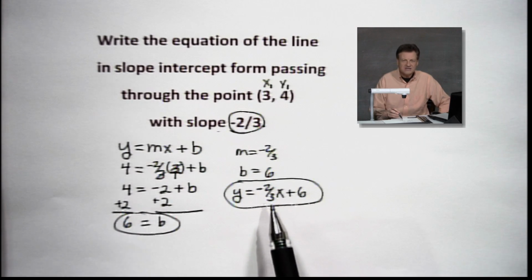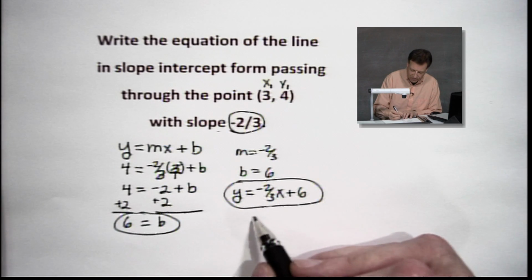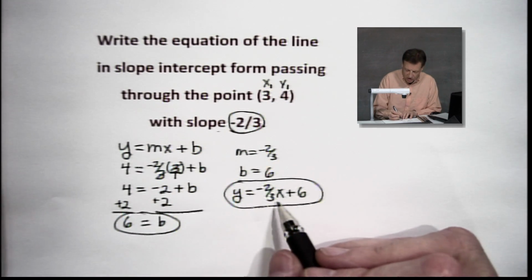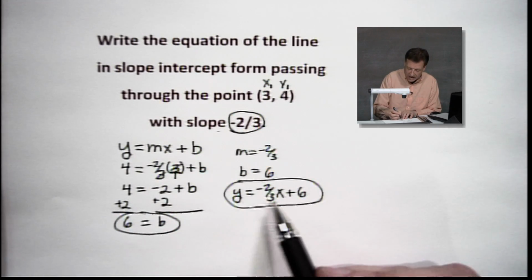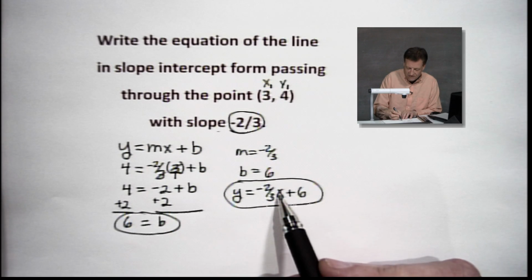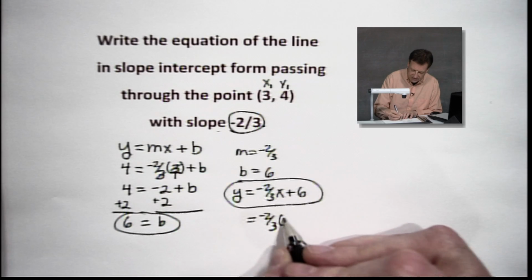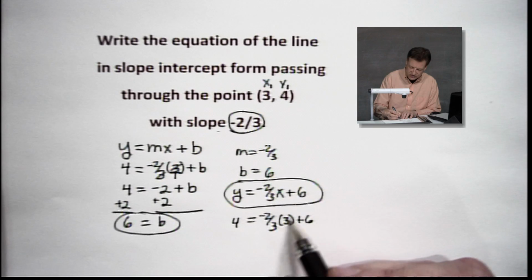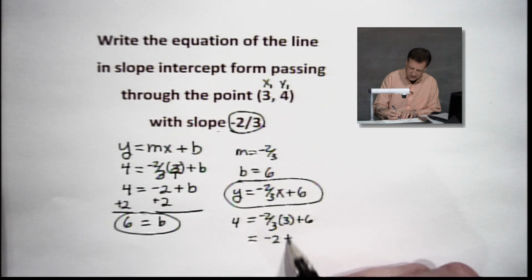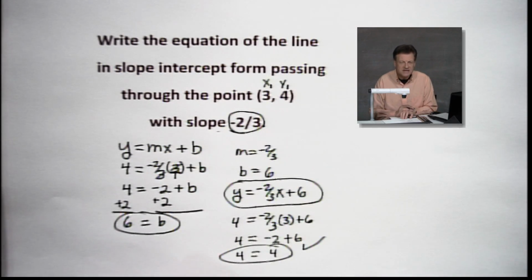Question is, is it correct? Well, if you put the numbers 3 and 4 back in here for x and y, you're going to get equals, okay? Let's see what happens. Hopefully we'll get a 4. We put in negative 2/3 times that 3 plus 6, and over here we keep the 4, all right? We run this through. We have negative 2 plus 6, 4, and you know what? That's true. 4 is equal to 4, so it does check out. Always nice to check those things.